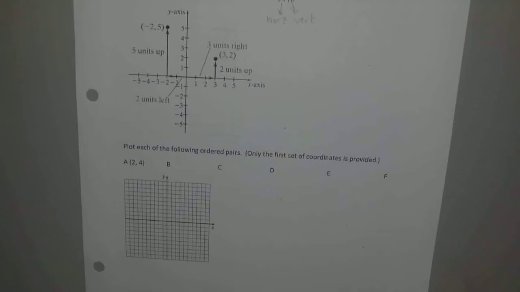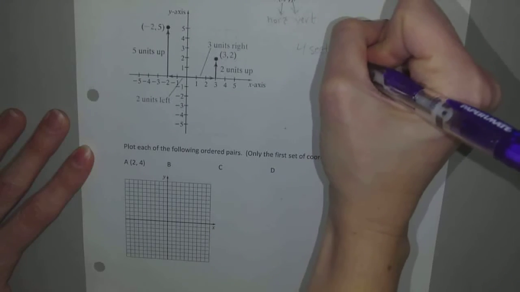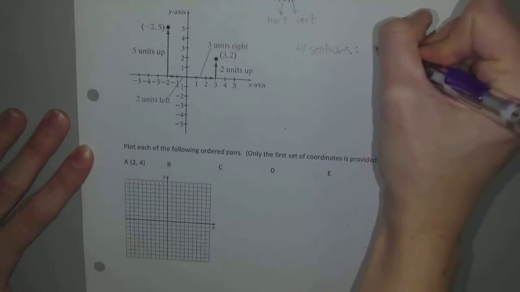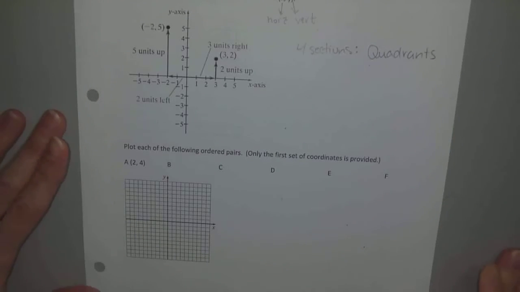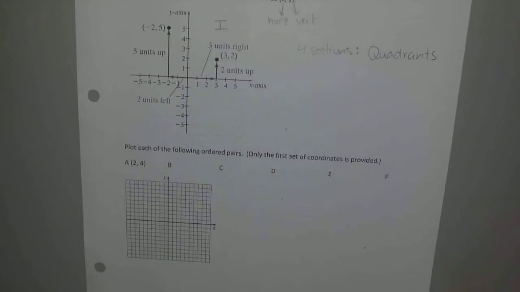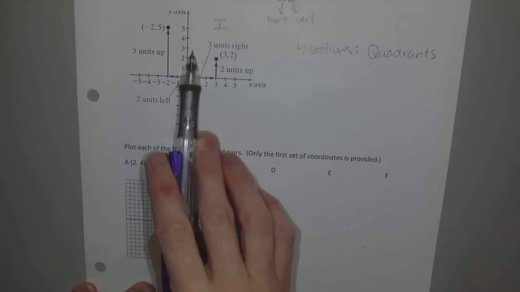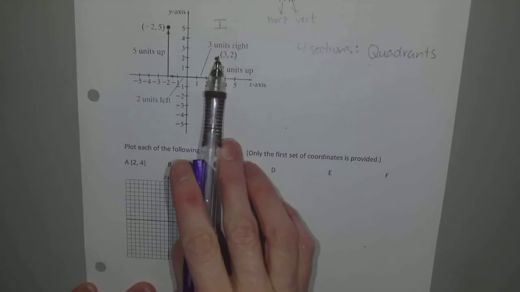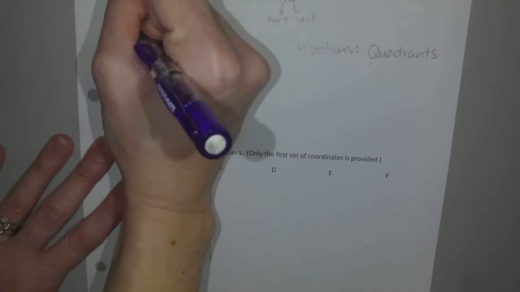Another thing to keep in mind as we look at this, guys, is the 4 separate sections. The 4 sections are called quadrants. Quad meaning 4, okay? So we actually start in this quadrant. This is quadrant 1 because it's where both are positive. Notice we have the positive X values and the positive Y values, so that's quadrant 1. And then we go counterclockwise. So this is quadrant 2.